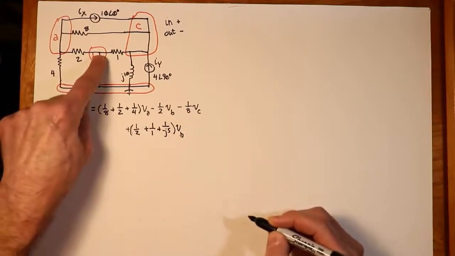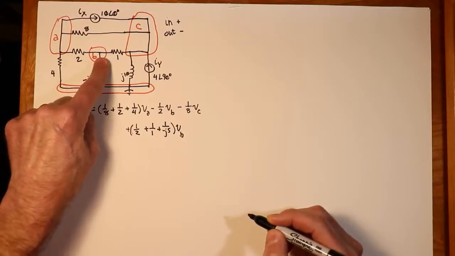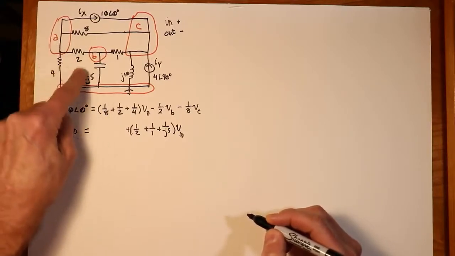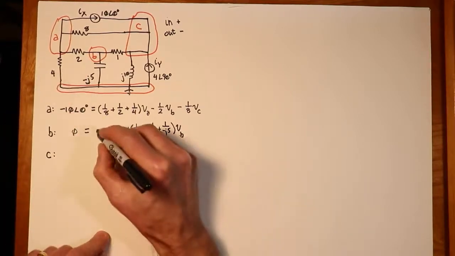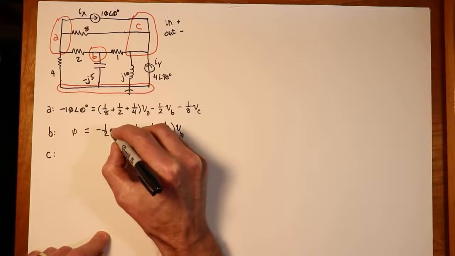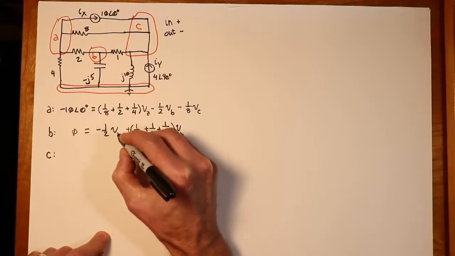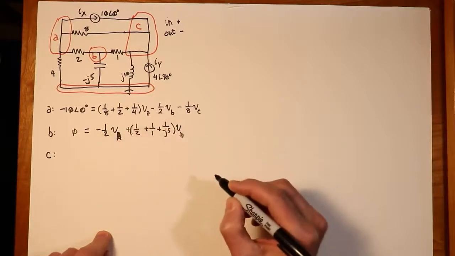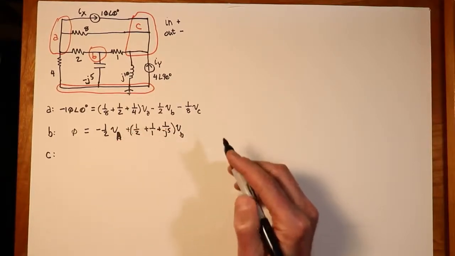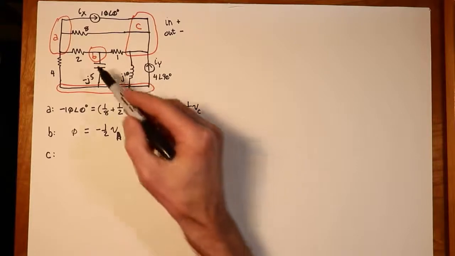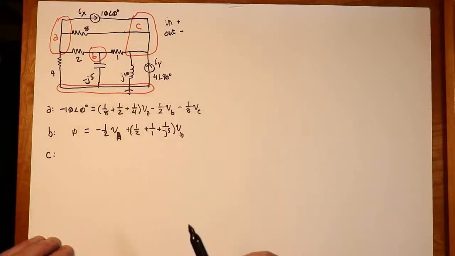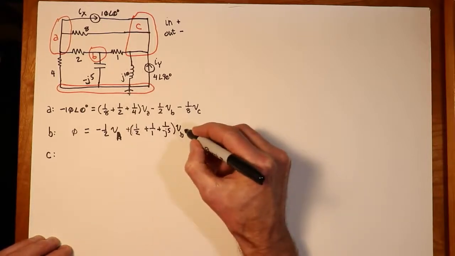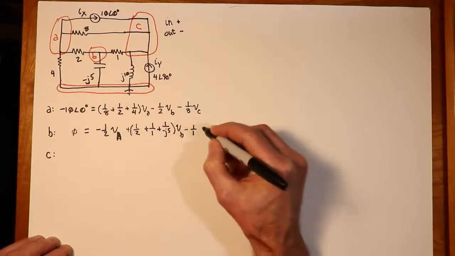Now I ask the question, is there anything common between node B and node A? Well, there's the 2 ohm. And that's going to show up as negative 1 half VA. Excuse me, VB. Turn that into an A. Then we would say, well, is there anything common between B and C? Well, there's the 1 ohm. And again, that will show up negative, right, 1 over 1 for VC.